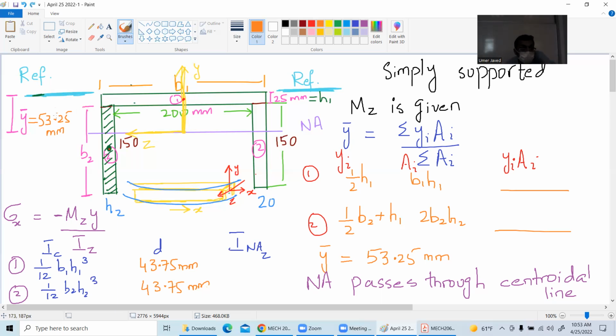You see this purple line? This purple line is where you have to find the moment of inertia of all the rectangles. The moment of inertia of this rectangle about its own center is 1/12 bh cube. Then I add A d square. What is this d? This little distance is 43.75. So adding A d square will help me find the moment of inertia of this chunk about this line, which is the neutral axis line that I have already found. So focus on the purple line.